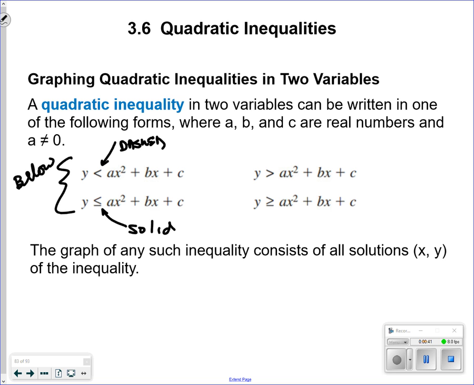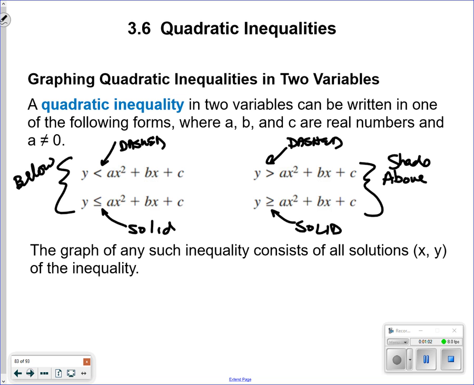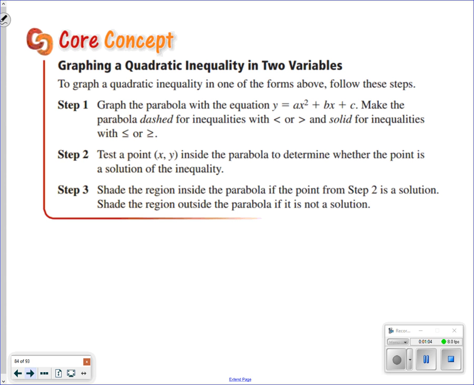So if you have a greater than symbol, so y is greater than, this would be shaded above. So you're going to shade above. And then a greater than symbol without the equal to line would be dashed. And then an equal to line would then be a solid parabola. So the graph of any such inequality consists of all the solutions x and y of the inequality. So here we go. This goes over step by step.